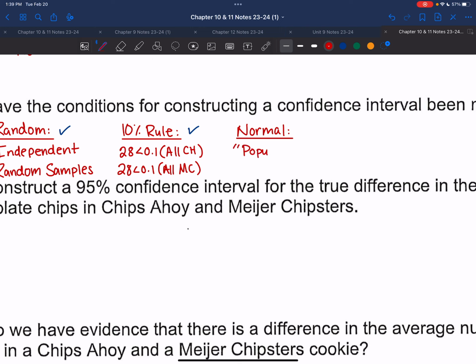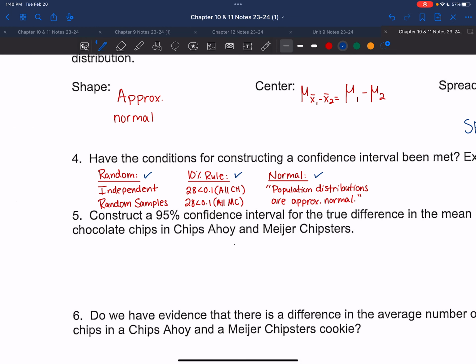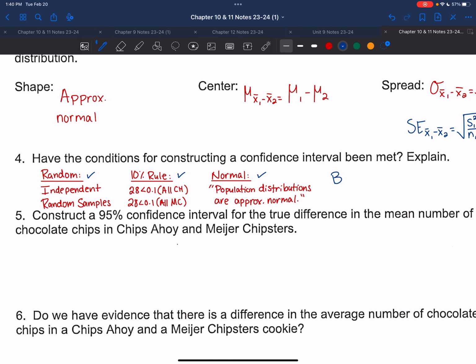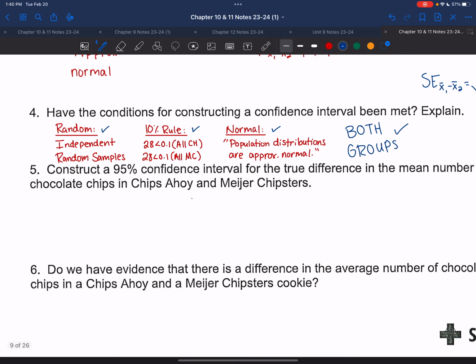Okay, so population distributions are approximately normal. Okay, so since it told us that, we don't have to worry about checking anything else. And you'll notice that we did these conditions for both groups. I'm going to write this in all caps, both groups. Okay, you have to do it for both groups, otherwise it's not considered done.